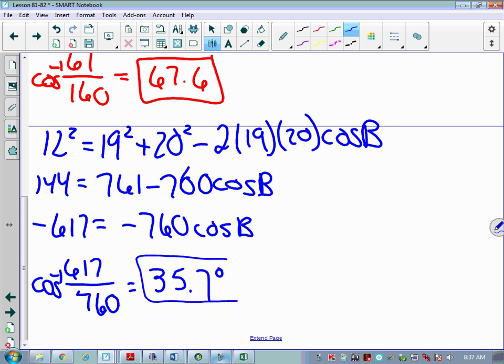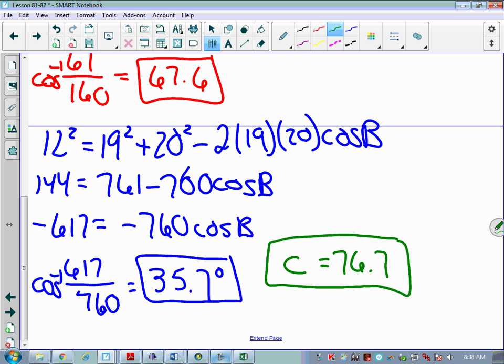At this point, I would say just simply add those two up. You should get, for C, 76.7 or something thereabouts. Is that pretty close to what you guys got? 35.7 plus 67.6 subtracted from 180.